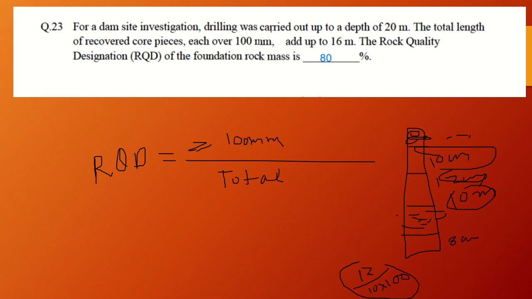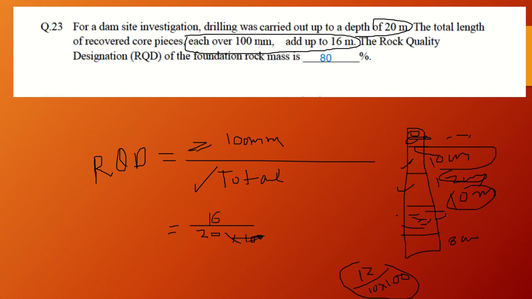The same is given in the question. The drilling was carried up to a depth of 20 meter, so the total length will be 20 meter. Let us convert it into centimeters. Then the material in each piece more than 100 mm is added up to 16 meter. That means we are adding the materials which have thickness more than 100 mm, so it is 16 meter. Now both are in the same unit, so we can neglect this. Into 100, now solve it, and you will get the answer as 80%. So this is the simple RQD question, it has been asked 2-3 times, and it is quite possible to be asked in this paper also.